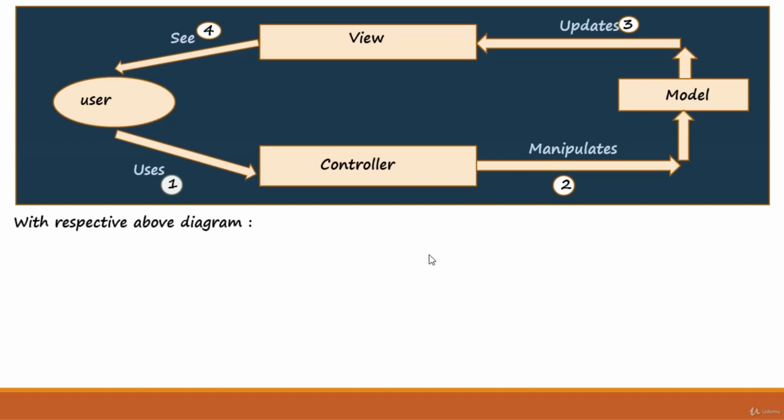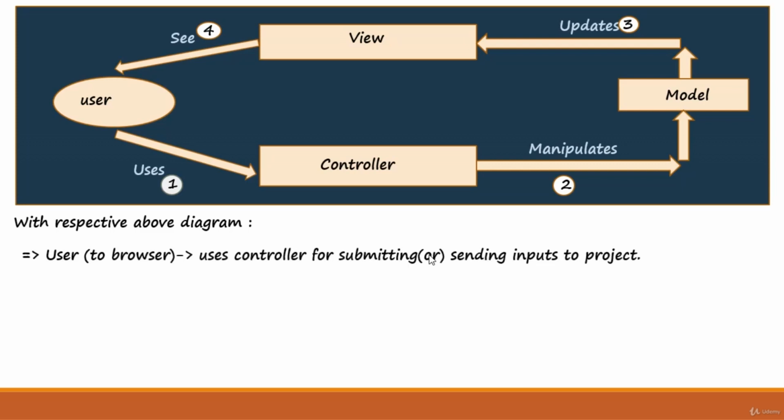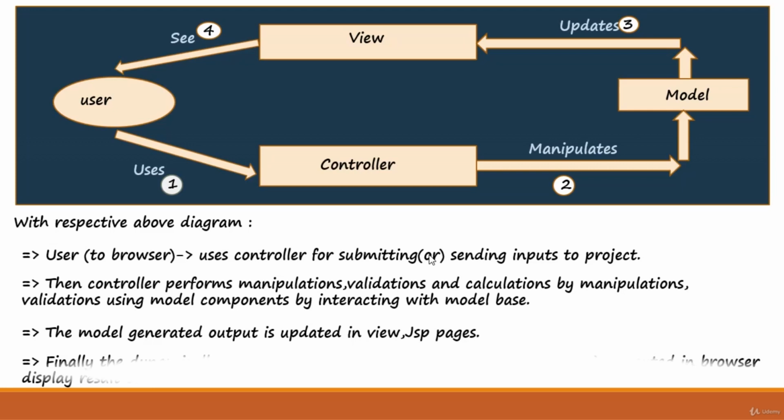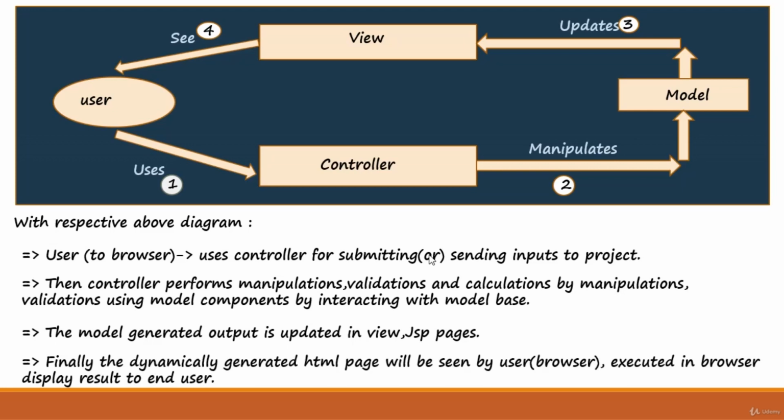With respect to the above diagram, the user or browser uses the controller for submitting or sending inputs to the project. Then the controller performs manipulations, validations and calculations by using model components, interacting with the model base. Then the model-generated output is updated in the View JSP pages. Finally, the dynamically generated HTML page will be seen by the user or browser, executed in the browser, and the result displayed to the end user.